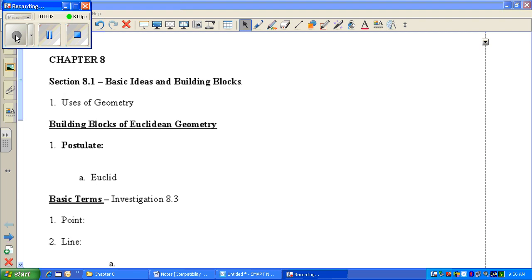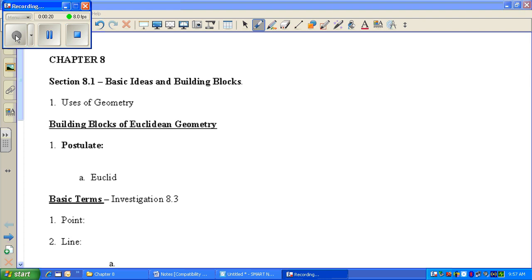This is the first of 3 lectures on section 8.1. We're going to begin looking at geometry, and geometry actually has a lot of real-world applications and usefulness. It appears in nature. It helps build hand-eye coordination, perception, and so forth.